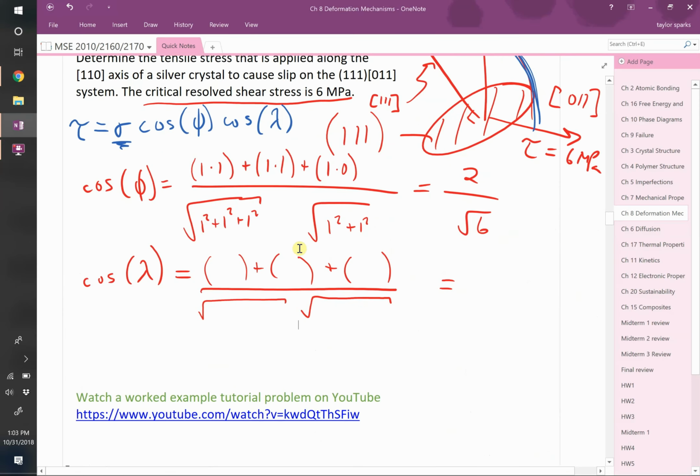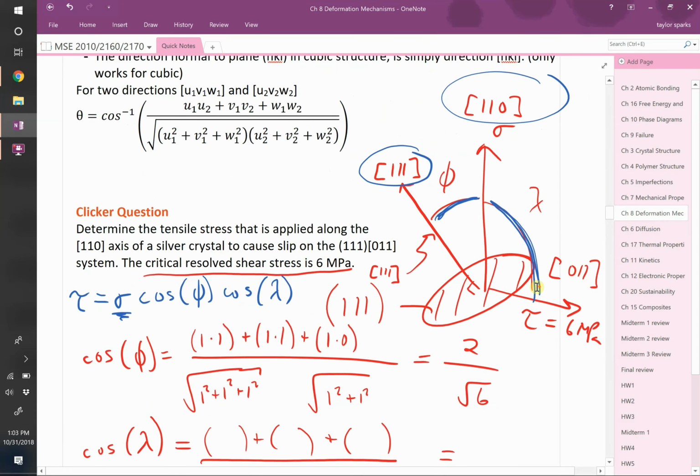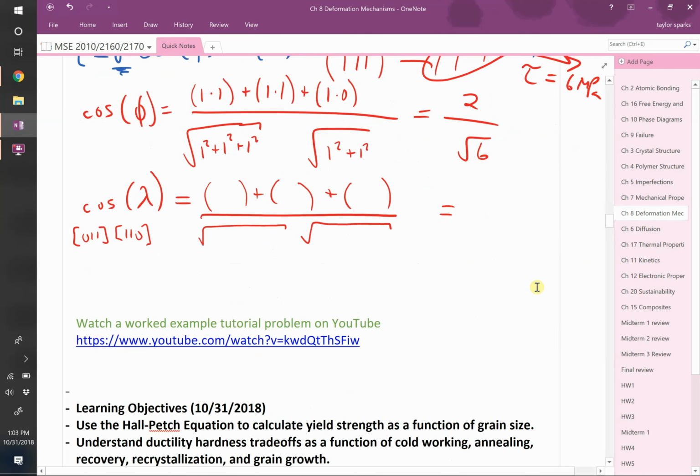Okay? So we did one example of a dot product before. On this one, the dot product is between the directions 0, 1, 1 and 1, 1, 0. Those are the two directions whose angle we need, between our loading direction and our slip direction. So the dot product is going to be easy. It's a 0 times 1, a 1 times 1, and a 1 times 0. So that's just 1 in the numerator.